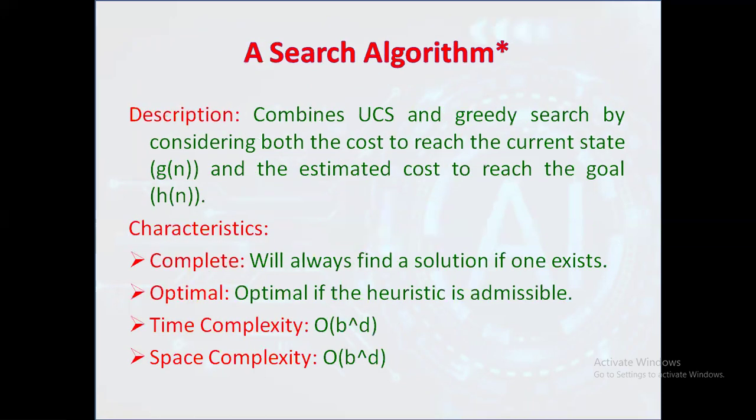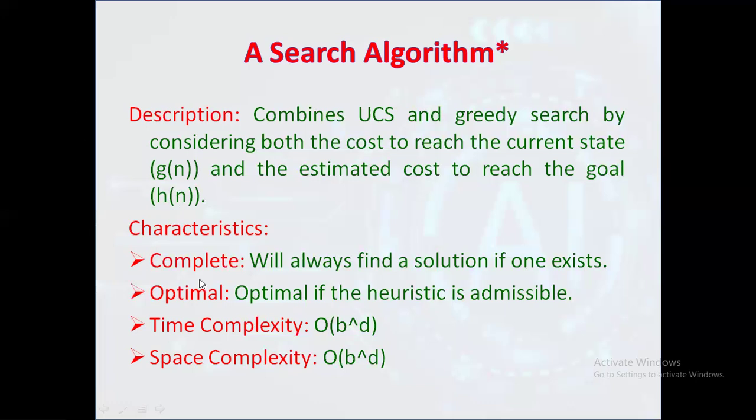First we will see the introduction to the A star search algorithm. A star is an informed search algorithm that combines the benefits of uniform cost search (UCS) and greedy best first search. It considers both the cost to reach the current state, g of n, and the estimated cost to reach the goal, h of n, to determine the most promising node to expand. The total cost function is f of n equals g of n plus h of n.